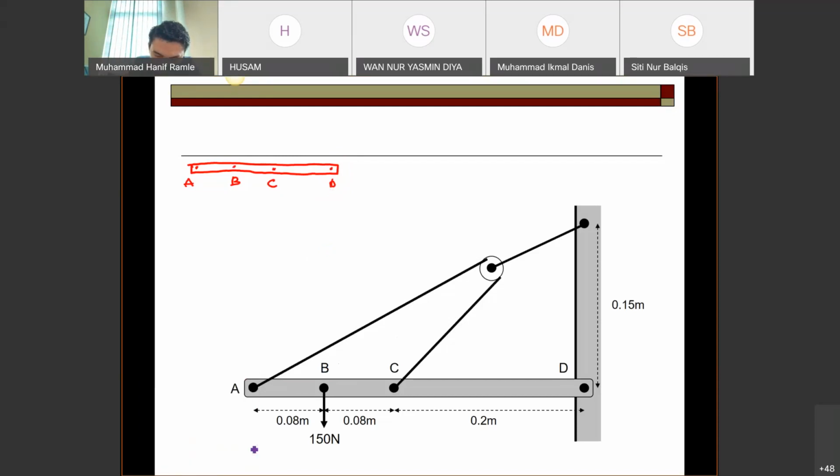Okay, draw together. You can draw anywhere that you like in your paper. DY, DX, and moment D. And then don't forget to put the other forces, like this one, 150 Newton. So what's next? How about the A and C? How to make the component, make the force?